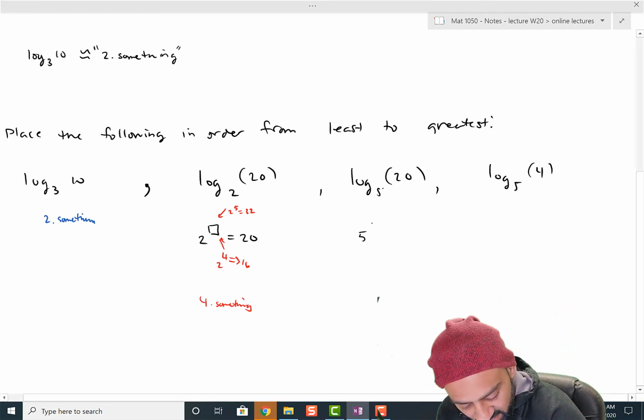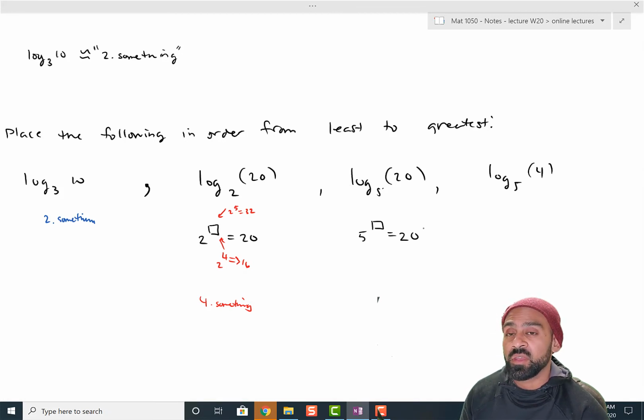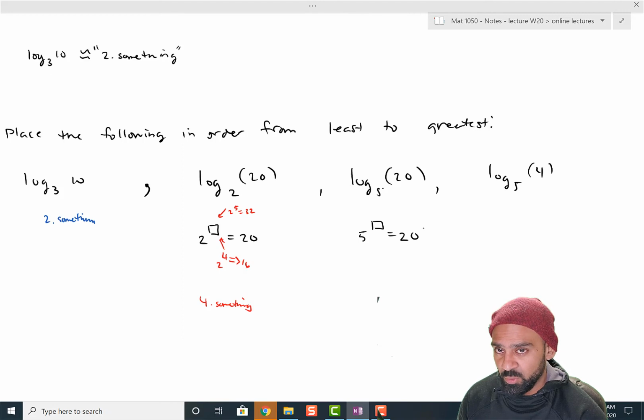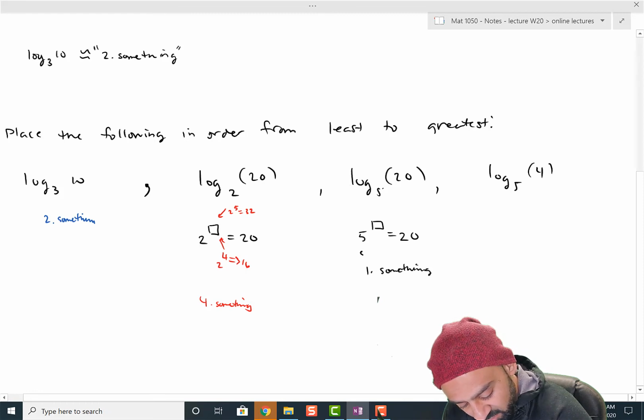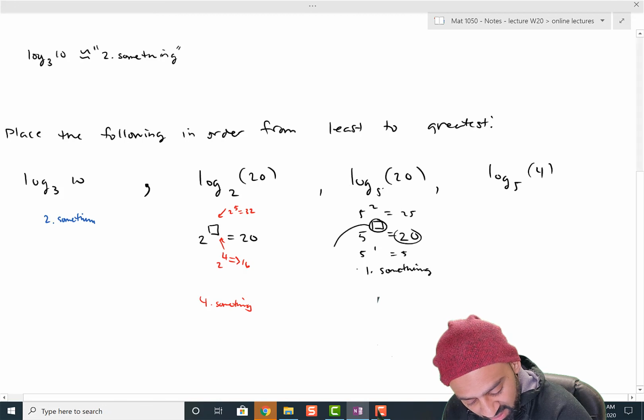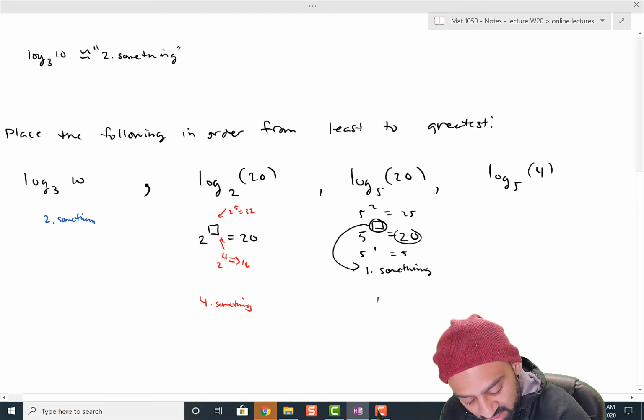Okay, so 5 to what power equals 20? If the exponent was 1, it would be 5. If it was 2, it would be 25. So I know this thing has to be 1 point something. And again, here's my justification. 5 to the first power is 5. 5 to the second power is 25. This is in between, so this has to be 1 point something. Easy peasy.